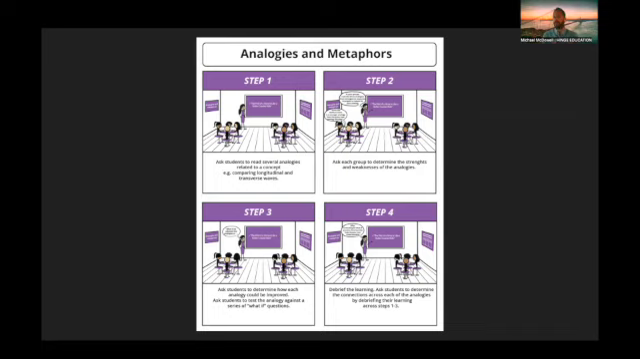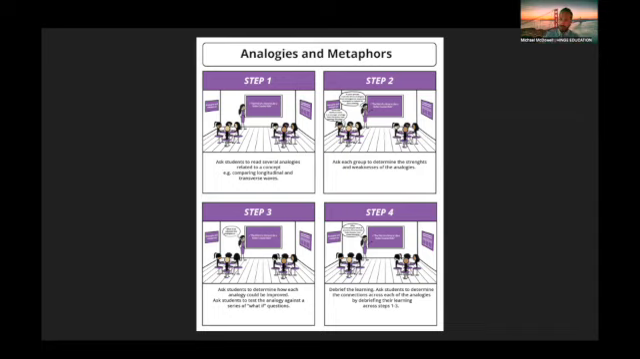Some are useful. Analogies and metaphors are useful models, but they're not necessarily completely right. And so this is a place where you can actually have students challenge them to say, well, it gets this part of it right, but it's a little bit more complex than what this analogy is telling us.